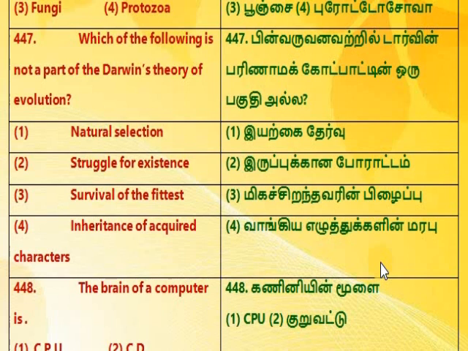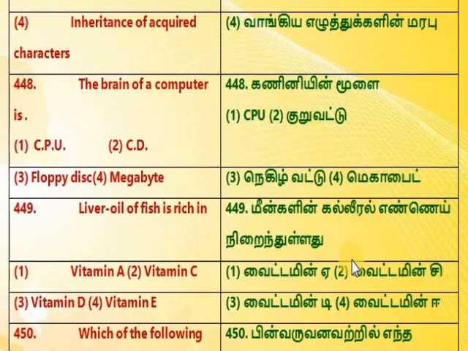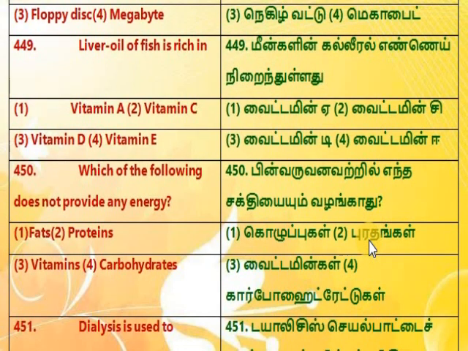447 Which of the following is not a part of the Darwin's theory of evolution? 1. Natural selection. 2. Struggle for existence. 3. Survival of the fittest. 4. Inheritance of acquired characters. 448 The brain of a computer is 1. CPU. 2. CD. 3. Floppy disk. 4. Megabyte. 449 Liver oil of fish is rich in 1. Vitamin A. 2. Vitamin C. 3. Vitamin D. 4. Vitamin E.